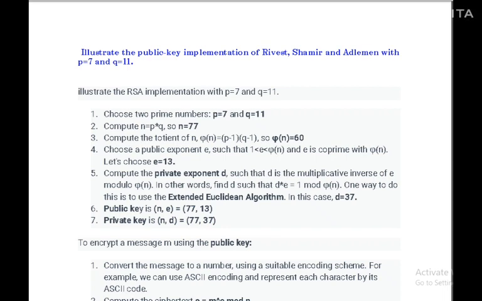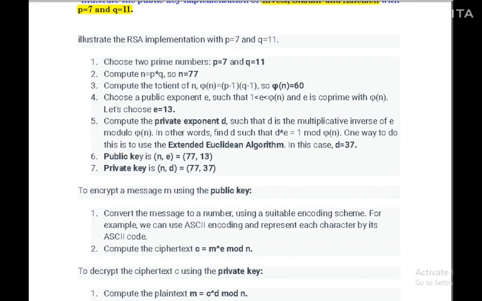Now we will continue to the next question. In the next question, they have asked to implement the public key implementation using the RSA algorithm with two numbers P and Q, that is 7 and 11.